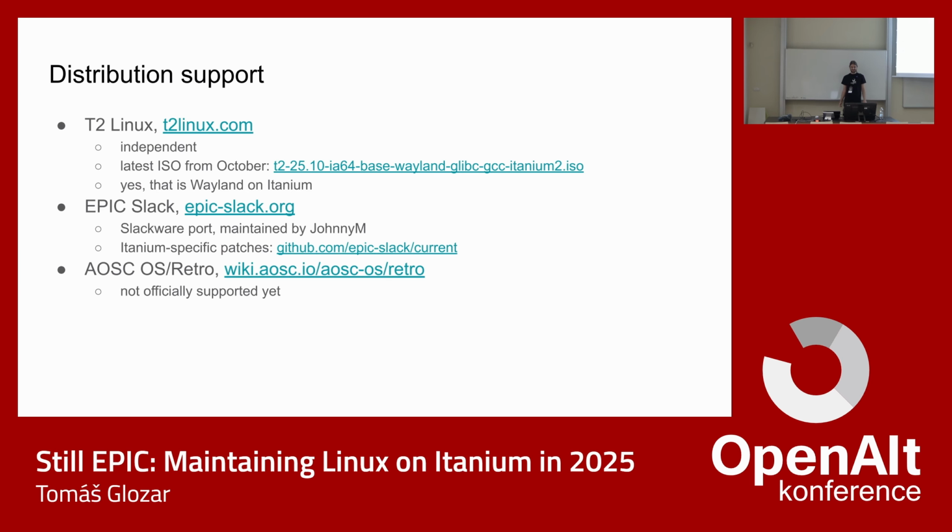So as I said, we have T2 Linux. The latest ISO built by René is from October, from last month. And yes, the ISO ships with Wayland, if you have a graphics card that can support that. We also have Epic Slack, which is a version of Slackware that is maintained by Johnny, with some Itanium-specific patches, and AOSC OS Retro are working on support, but it's not officially ready yet.